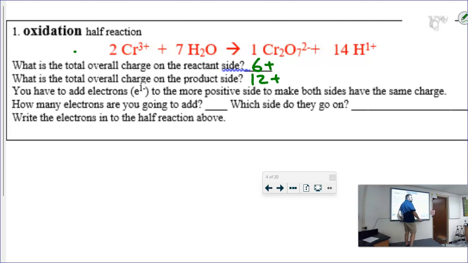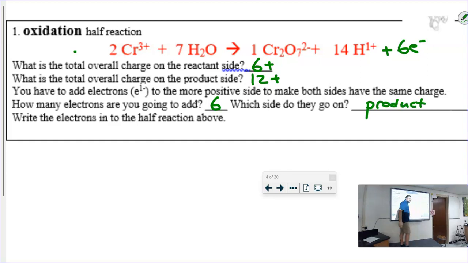So how do I bring 12 plus down to equal 6 plus? I add 6 electrons. Electrons are negative, right? So these 6 negative charges now make my total on the product side 6 plus, which matches the reactant side, and we're good. So how many electrons are we going to add? We're going to add 6. Which side do they go on? These go on the product side.